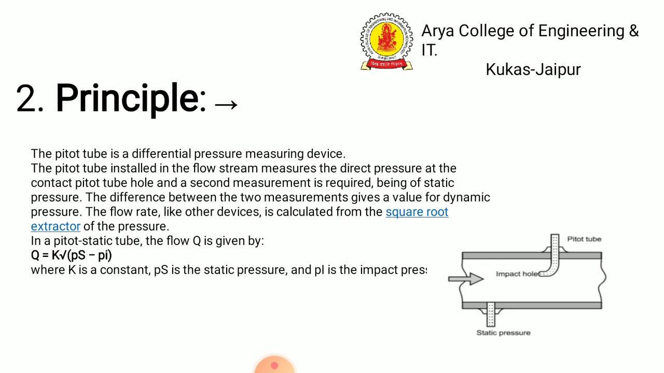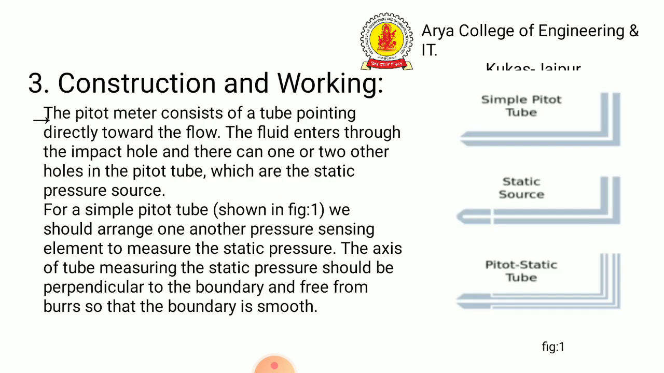In a Pitot static tube, the flow Q is given by this equation, where K is a constant, Ps is the static pressure, and Pi is the impact pressure. So now we discuss the construction and working of Pitot tubes.